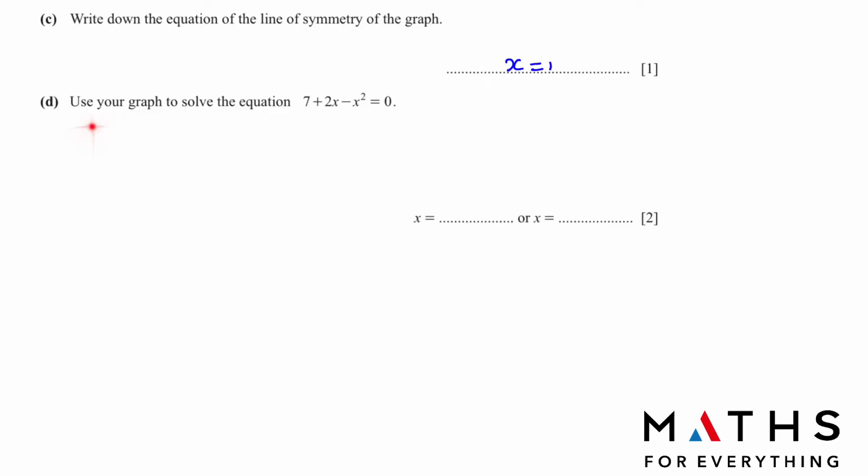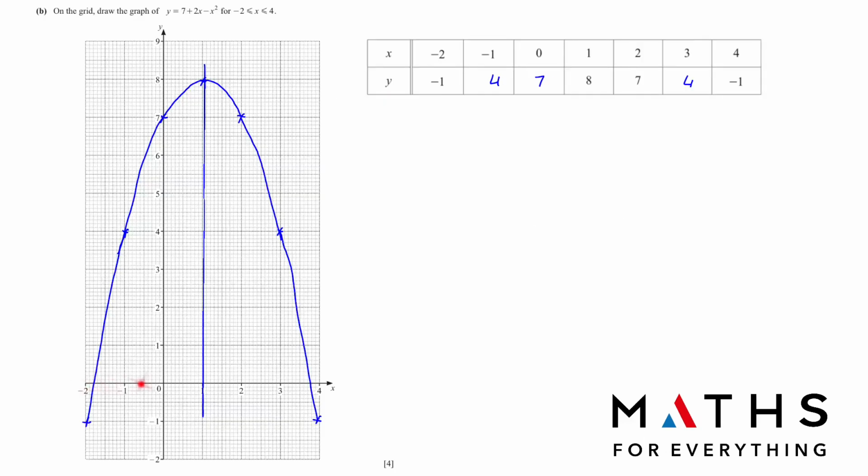Next, use your graph to solve the equation 7 plus 2x minus x squared is equal to 0. This is when y is equal to 0. So we have to look at the x-axis. We got our 2 points here, this and this. We got two x values. One is x is equal to -1.7 and x is equal to 3.8.